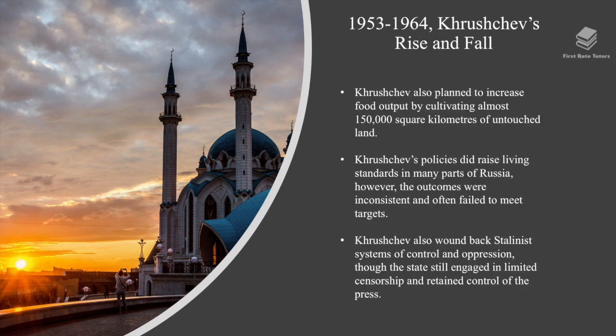Khrushchev also planned to increase food output by cultivating almost 150,000 square kilometers of untouched land. Khrushchev's policies did raise living standards in many parts of Russia. However, the outcomes were inconsistent and often failed to meet targets. Khrushchev also wound back Stalinist systems of control and oppression, though the state still engaged in limited censorship and retained control of the press.